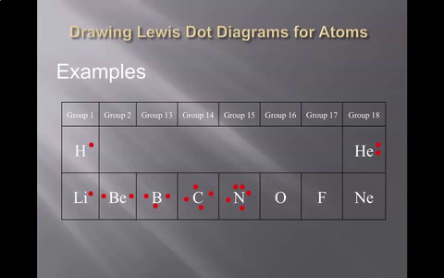So we get to oxygen, which is group 16. You lose the 1, and so we're going to draw 6. 1, 2, 3, 4, 5, 6. Fluorine is group 17, so it has 7. 1, 2, 3, 4, 5, 6, 7. And neon is group 18, so it's going to have 8, which is the number everybody wants. 1, 2, 3, 4, 5, 6, 7, 8. Just like that.